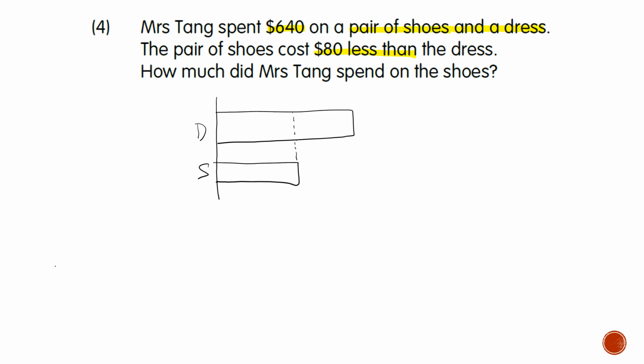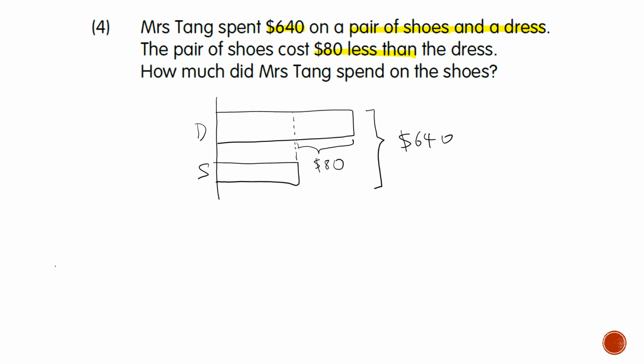Okay, so the dress is here, the shoes is here. Okay, this part is $80. Okay, I always like to label outside, it's clearer. Okay, and this is a given total. This is something you have done before. Actually, this is just a comparison model with a given total and given difference. Okay, so let's check our information. Did we put all the information correctly? 640 on a pair of shoes and dress. Yes, 640 dress and shoes. Shoes cost $80 less than the dress. Shoes is smaller, shorter bar. Dress is longer bar. $80.